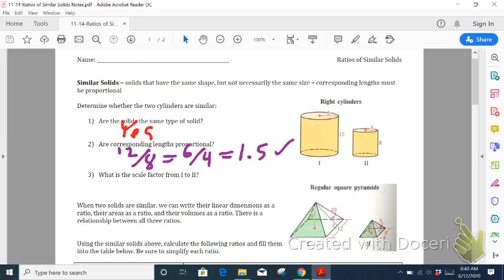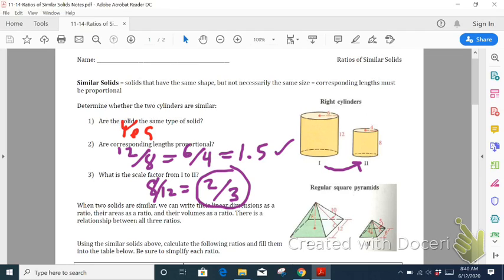Alright, so what's the scale factor from 1 to 2? If it's written like this, from 1 to 2, it's like, what would you multiply the lengths in 1 by to get the length of 2? So if it's written like that, since it's getting smaller, we know that our number should be less than 1. Whenever the figure gets smaller, the scale factor is going to be less than 1. So that's 8 over 12, which would reduce to 2/3. So that's going to be our scale factor from 1 to 2.